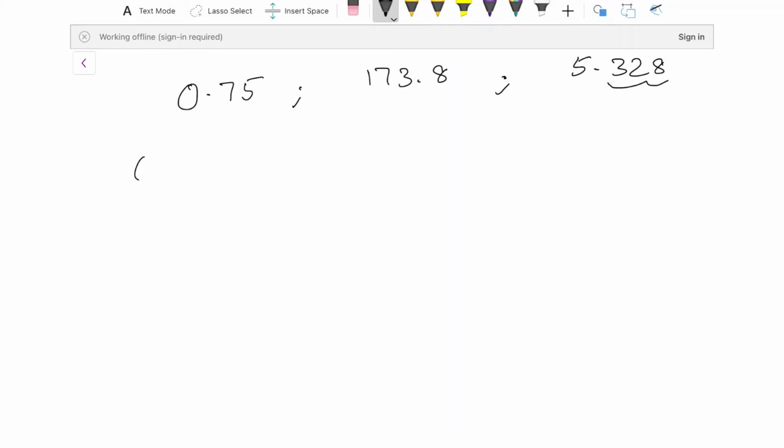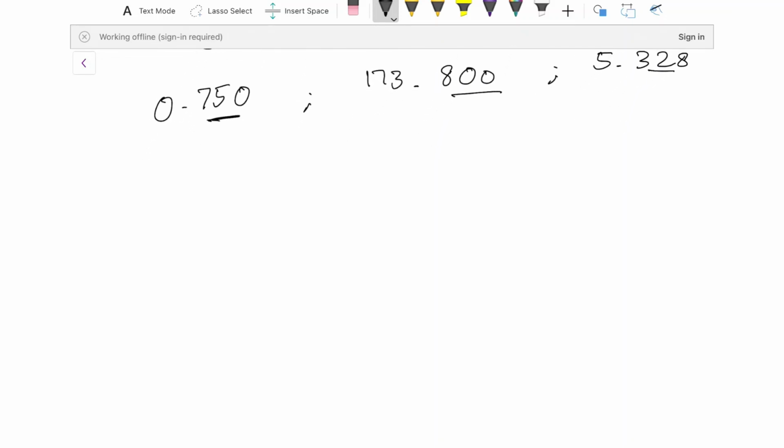So 0.750, 173.800 and 5.328. Now we have 3 decimal places, they are like decimals, and now let's go ahead and do the addition.